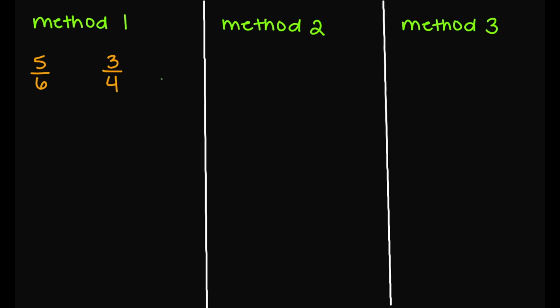So let's look at our first example. Let's say we had 5 over 6 and 3 over 4. The first method that we're going to use is to find a common denominator. You're either going to find your least common multiple or your least common denominator. The second method is to write your fractions as a decimal. And then your third method is to cross multiply.